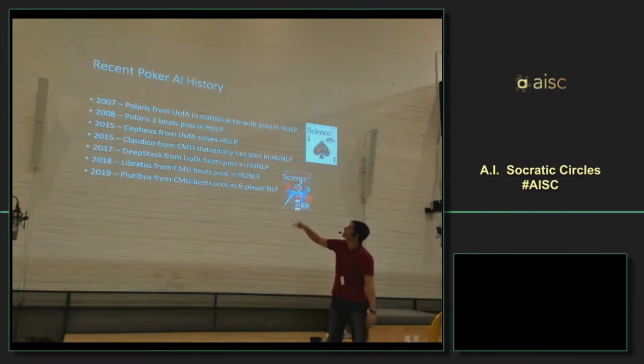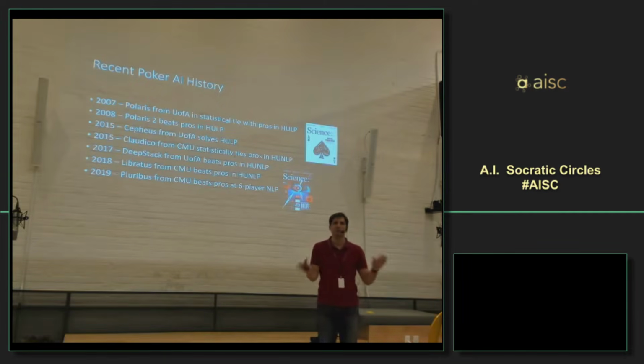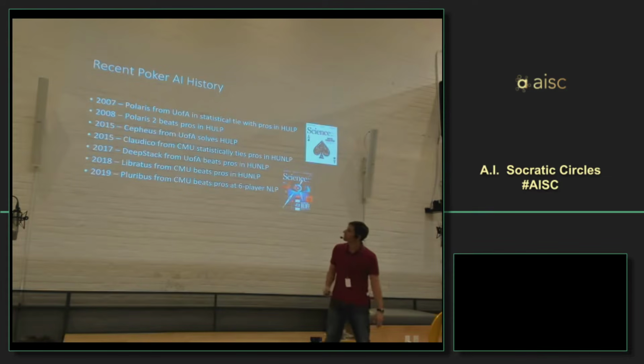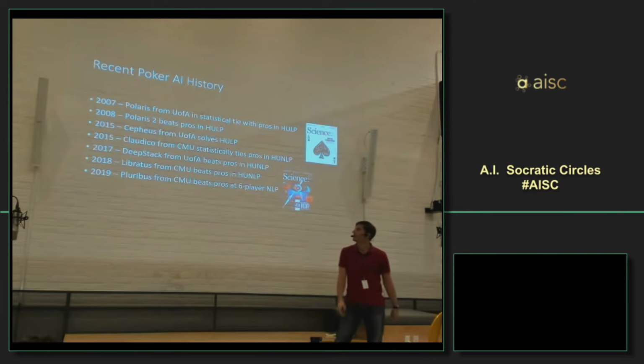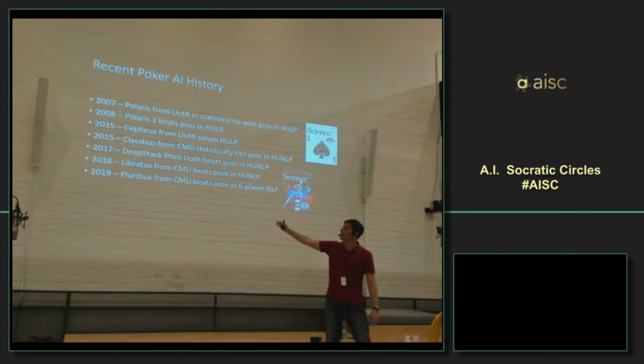Going back to 2007 when they statistically tied in a 2-player game where there was no all-in bets, that's heads-up limit. To the last couple of years, there was DeepStack that in this paper beats pros in heads-up no limit. CMU came up a year later and really beat pros. I'm not talking about that work too much, at all.